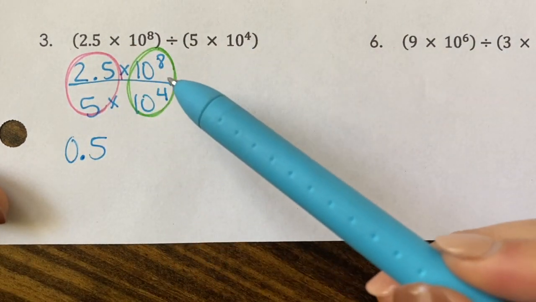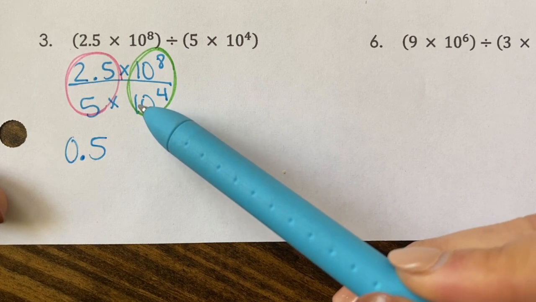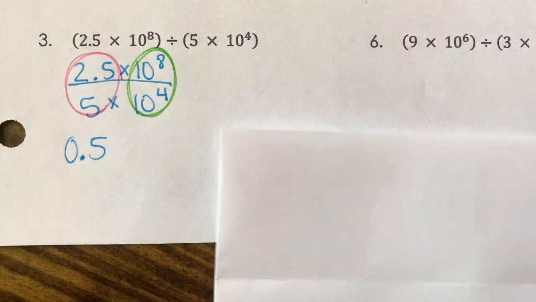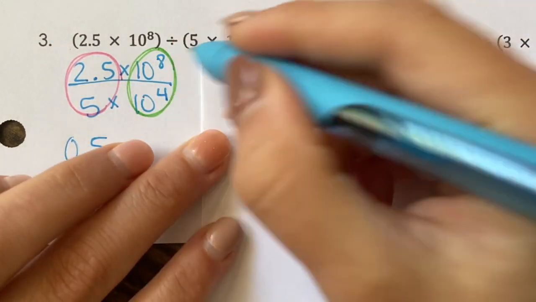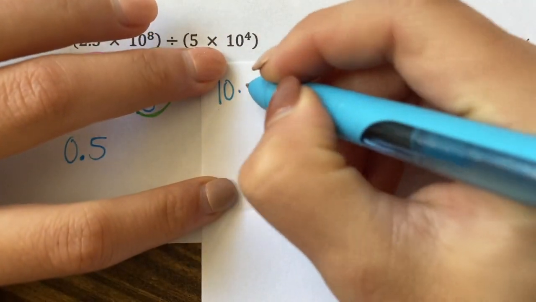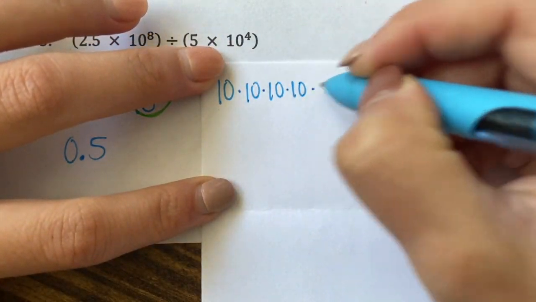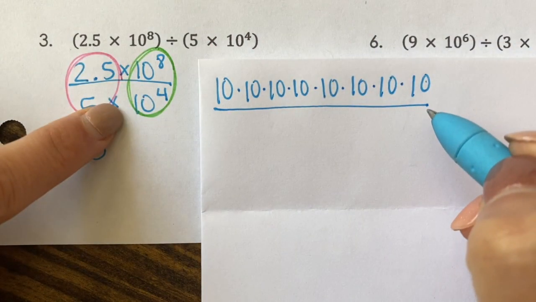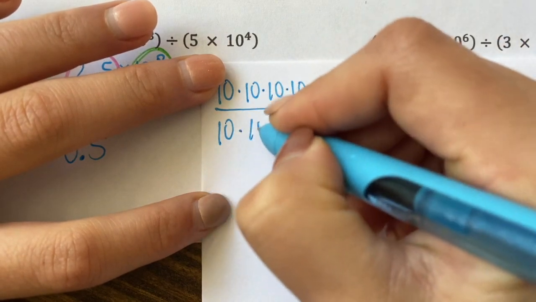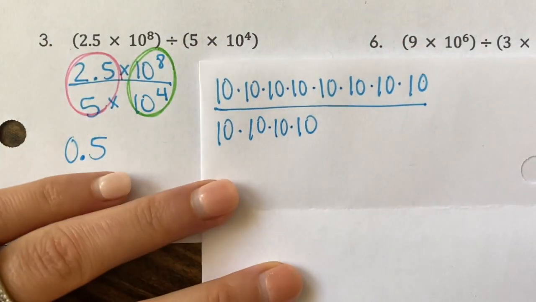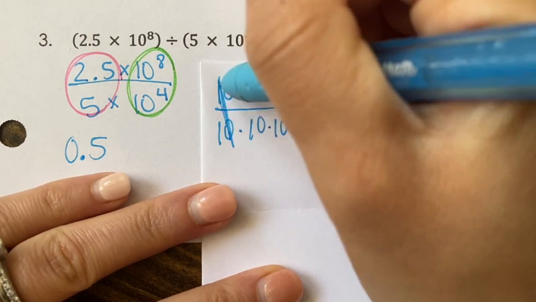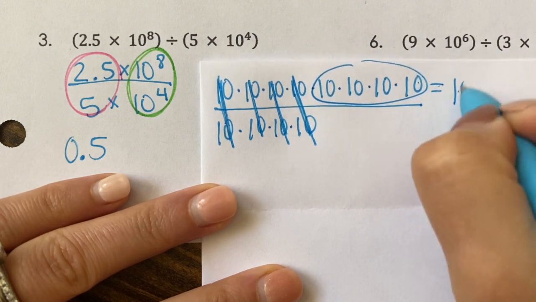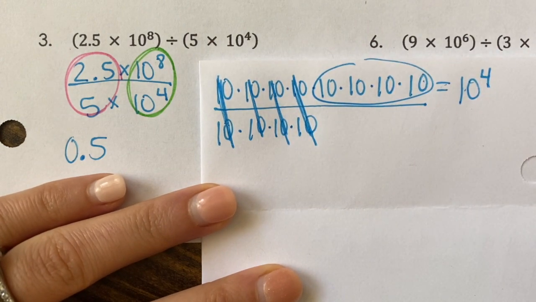The second part, you have 10 to the 8th power divided by 10 to the 4th power. So my favorite way of doing this, which I believe most of you know, is to write it out. You have 10 8 times on top. 1, 2, 3, 4, 5, 6, 7, 8. Divided by 10 to the 4th. 10 one time, 2 times, 3 times, 4 times. I think a lot of you like to slash them out. 1, 2, 3, 4. And you're left with 10 to the 4th power on the top. So your answer is 10 to the 4th power.